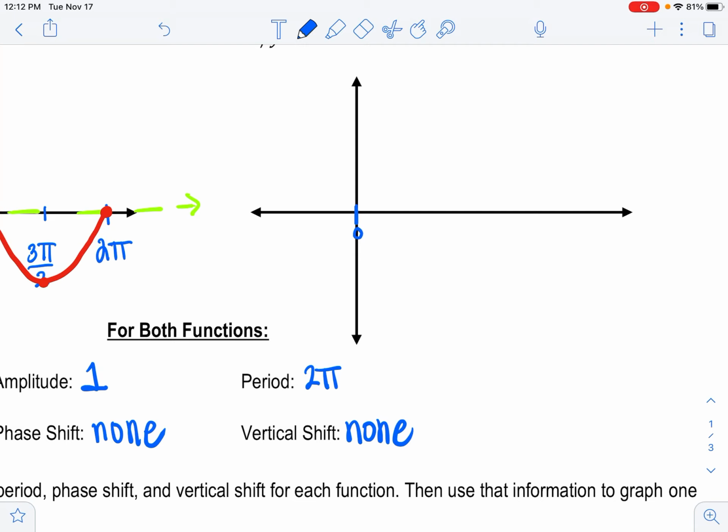I need to know where it starts. Since there's no phase shift, it starts at 0. Now I need to know where it ends. The period's 2 pi, so 0 plus 2 pi, it ends at 2 pi. Directly in between 0 and 2 pi is pi. Directly in between 0 and pi is pi over 2. And directly in between pi over 2 and 2 pi is 3 pi over 2. You should always have 5 tick marks on your x-axis.